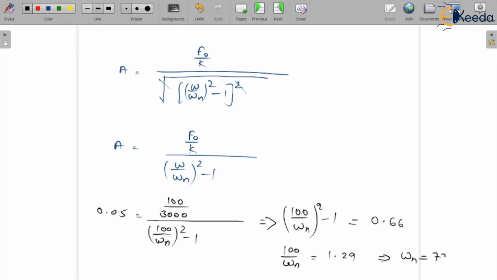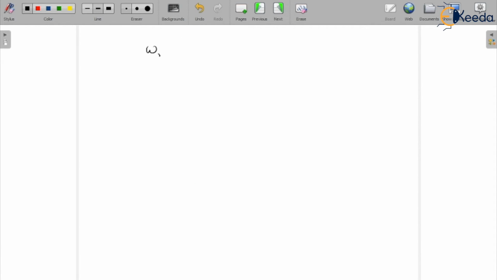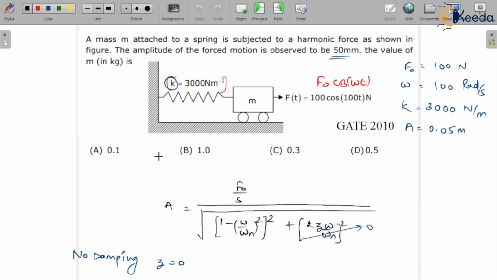That would come out to be 77.46 radian per second. This is the natural frequency, 77.46. And if you get the value of natural frequency, you can find the mass by putting the value in the equation, under root of k by m, that is 77.46 equals under root of k, which is 3000, upon mass. So when you solve this, you will get the value of mass, and that would come out to be 0.5. So m would be 0.5 kilogram. That would be the answer. The mass is 0.5.